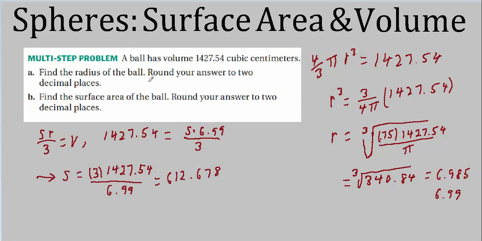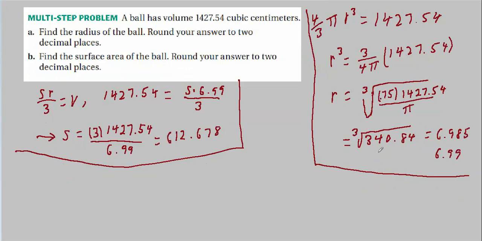And suppose we did it the other way. Here's where we found the radius. Here's where we used this equation to find the surface area. Suppose we just use our 4 pi r squared, where r is right over here, 6.99. What do we get? Now that's 4 pi times 6.99 squared.